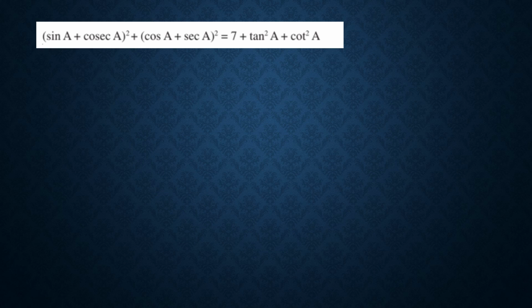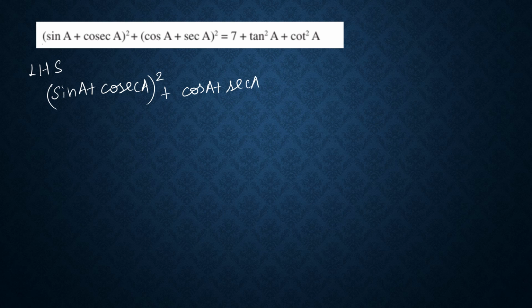Sin A plus cosecant A the whole square plus cos A plus secant A the whole square equal to 7 plus tan square A plus cot square A. It's a very interesting problem. Take left hand side, sin A plus cosecant A the whole square plus cos A plus secant A the whole square.